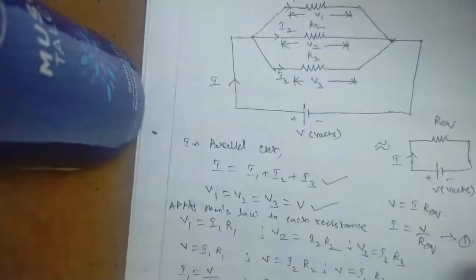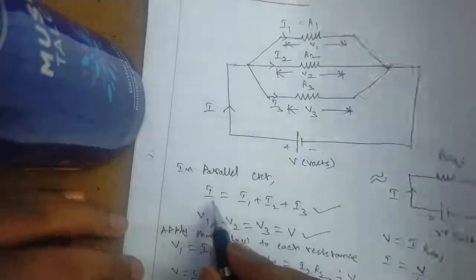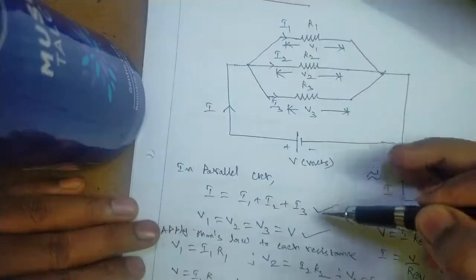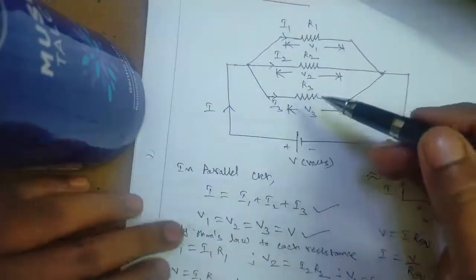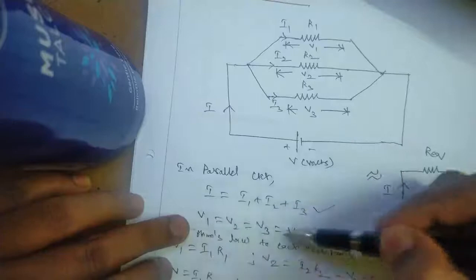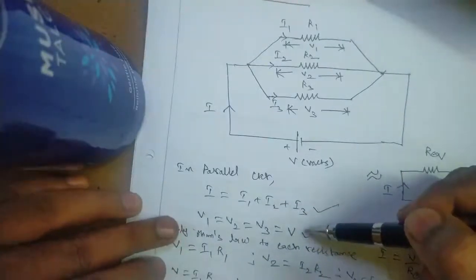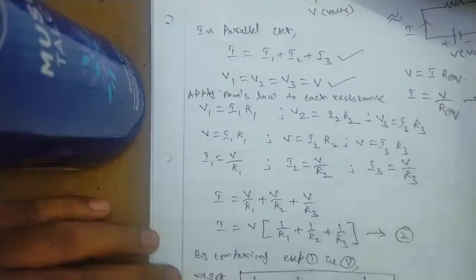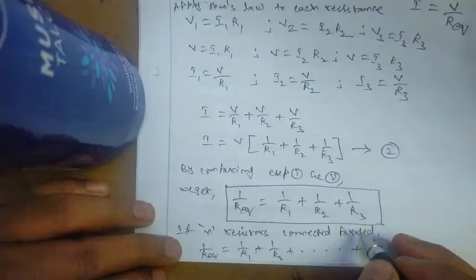From parallel circuit, what we observe is the total current passing through the circuit is equal to the sum of the individual currents passing through the resistors or elements. And one more thing we observe here in this parallel circuit is voltage across all the elements in parallel circuit is same, and equivalent resistance, that is 1 by R equivalent is equal to 1 by R1 plus 1 by R2 plus 1 by R3.